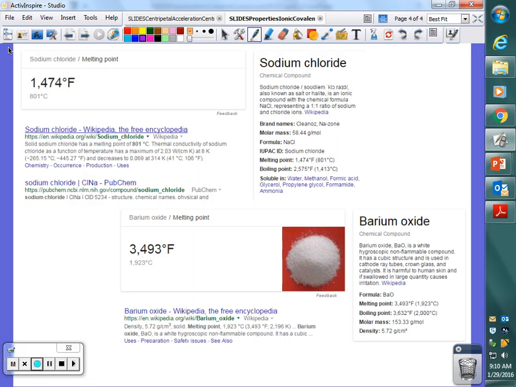Good there? Okay. To bridge the gap, let's take a look at a molecular solid that is almost as strong as ionic solids.